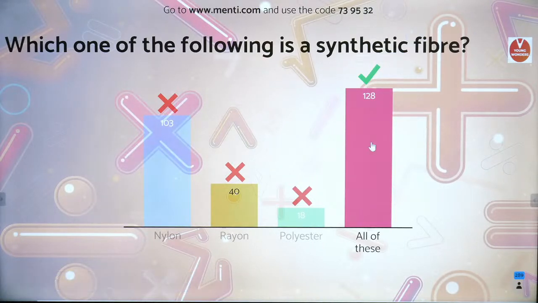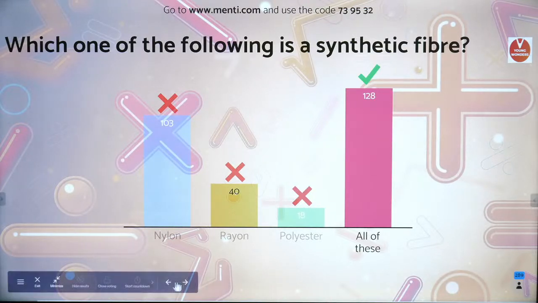So guys, the answer is all of these, because nylon, rayon, polyester, all of these are synthetic fibers, even acrylic. Rayon is artificial silk and acrylic is artificial wool.